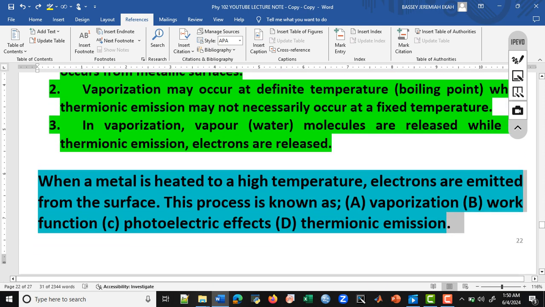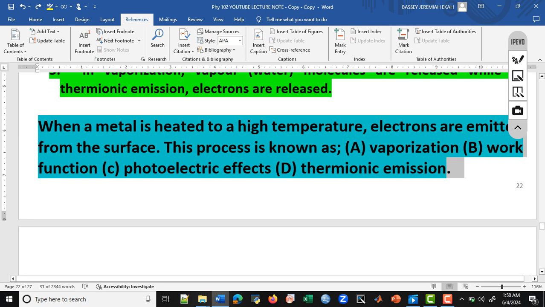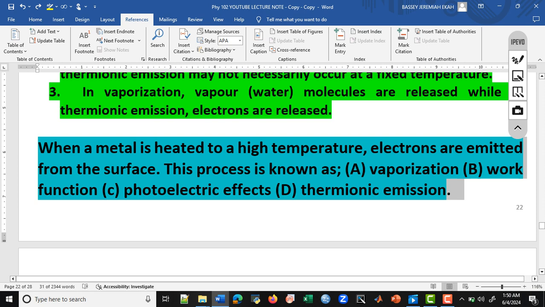Let's look at this objective question. This one says, when a metal is heated to a high temperature, electrons are emitted from the surface. This process is known as A. Vaporization, B. Work function, C. Photoelectric effect, D. Thermionic emission. I would like you to answer that for yourself. Let's proceed.